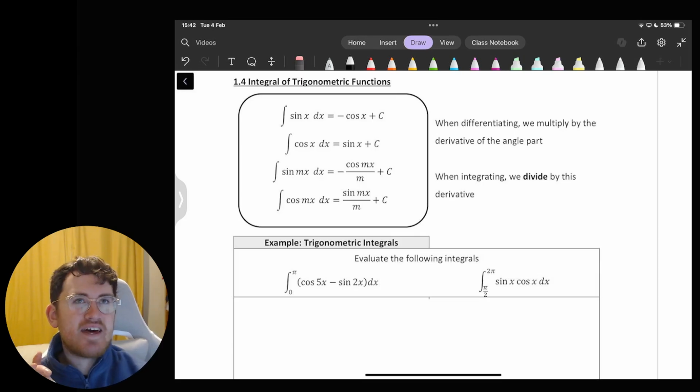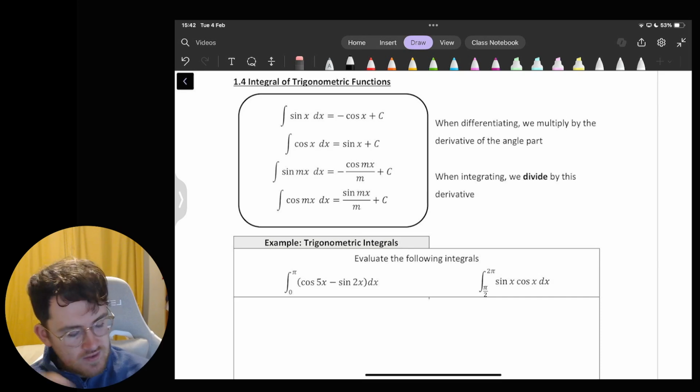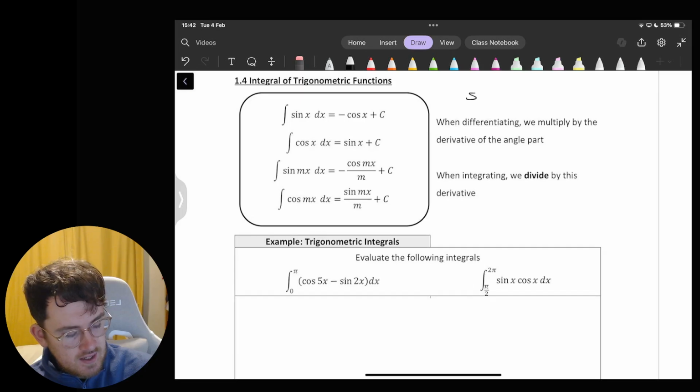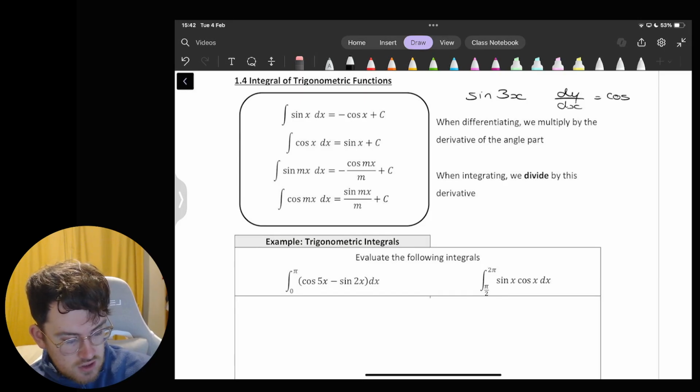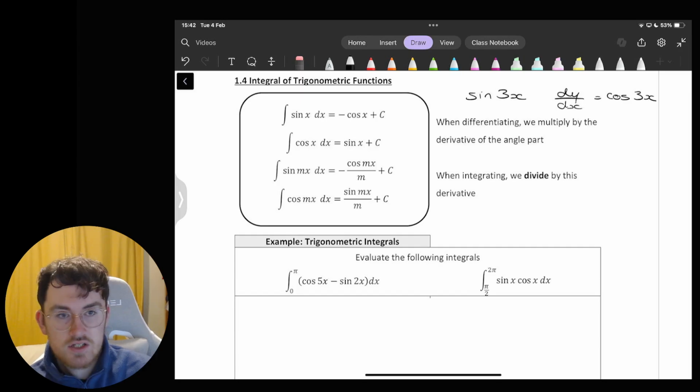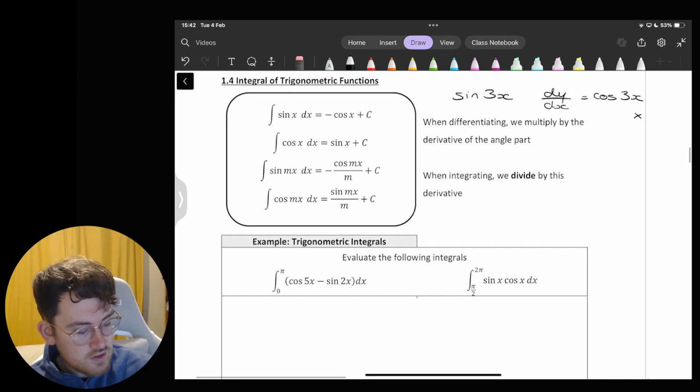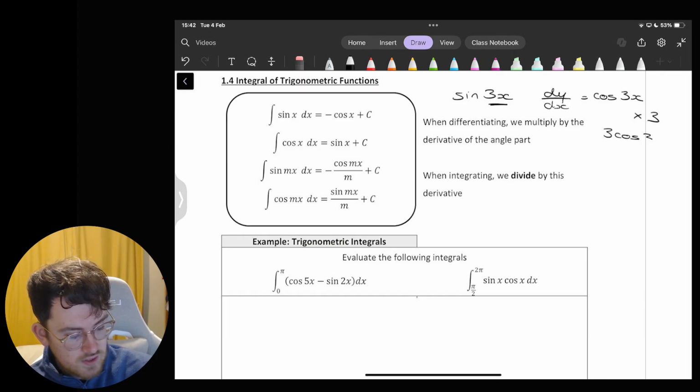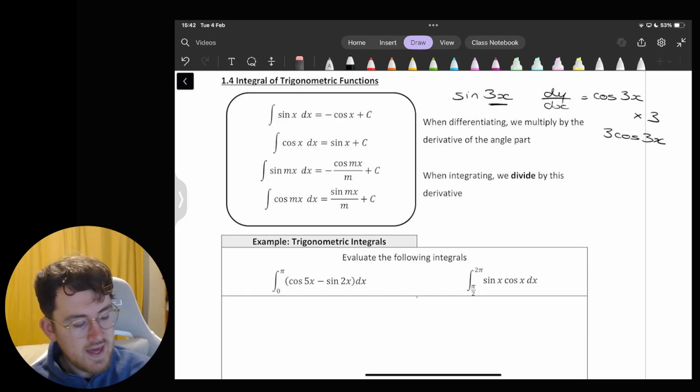I suppose what I mean by that, of course, is for example, with our trig functions, if we had a function such as sine 3x, if I was differentiating that function, well, sine goes to cos, so I would differentiate the function part to get cos 3x, and I would also differentiate the angle part, which would give me 3. So I would get 3 cos 3x, and I would multiply by that 3.